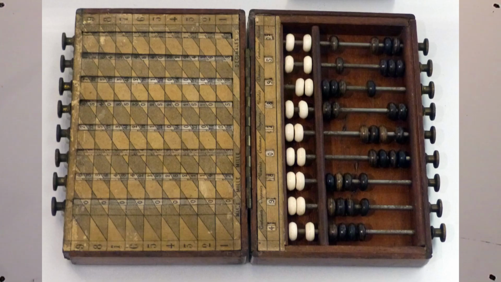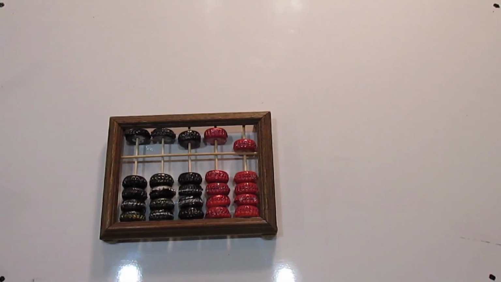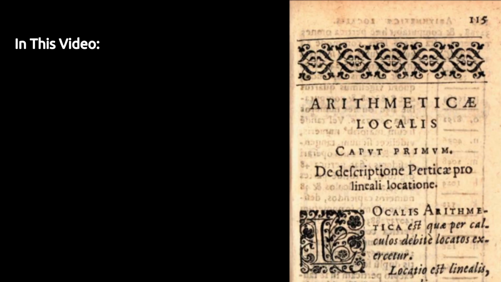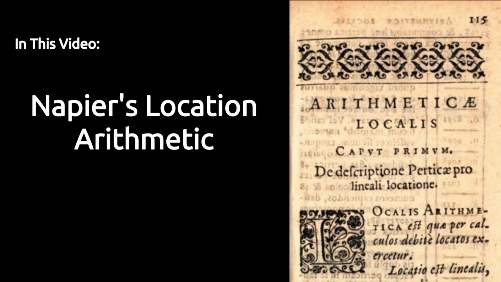If the bones are going to leave you with addition that you still have to do, you might as well bundle them with a way of doing the addition more quickly. The abacus is an interesting tool all on its own, but that's for another video. In this video, I want to talk about a different way of offloading addition out of your brain and onto the physical world. This is Napier's location arithmetic, or local arithmetic, or at least part of it.